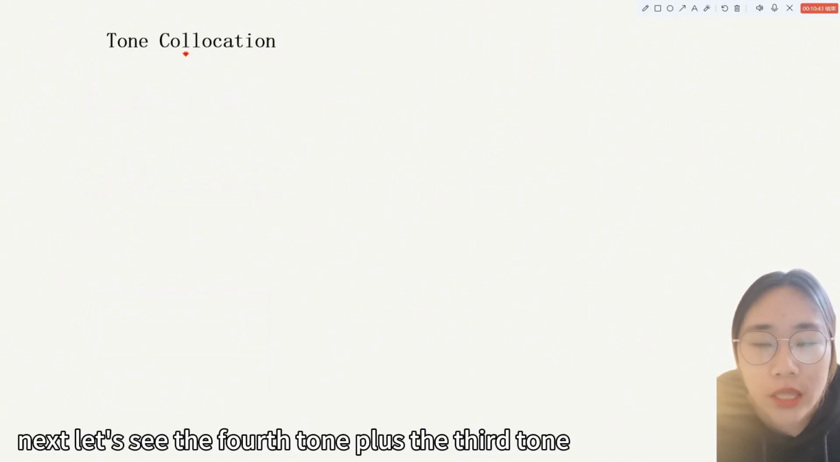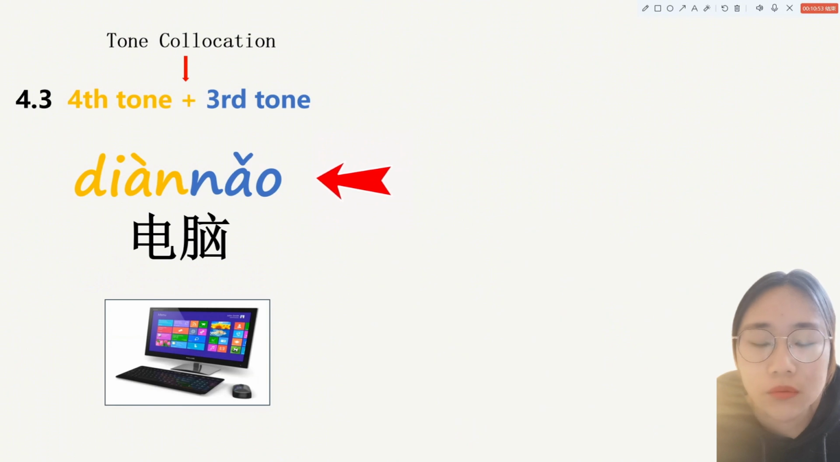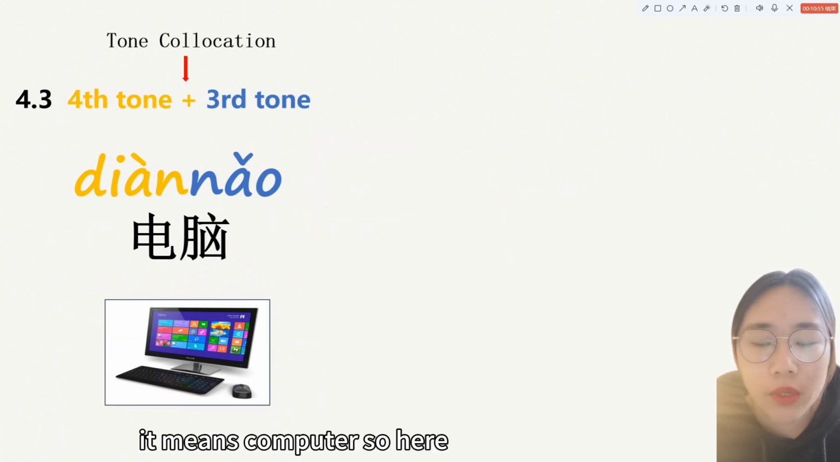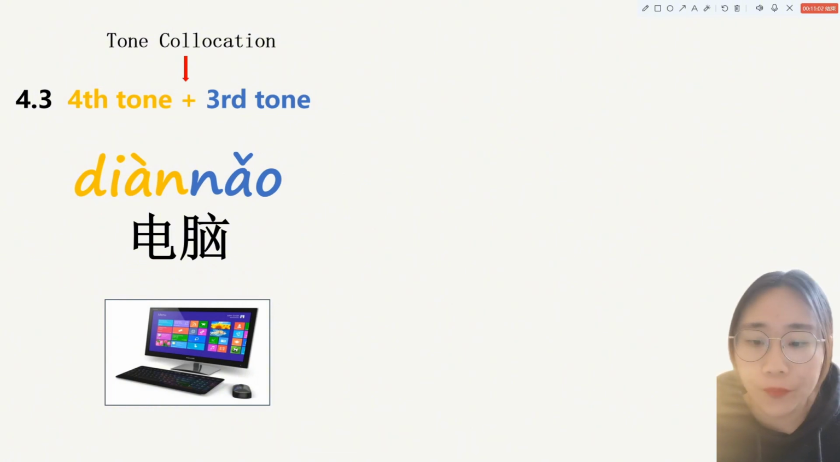Okay, next, let's say the fourth tone plus the third tone. 电脑, 电脑. It means computer. So here, the third tone remains unchanged.